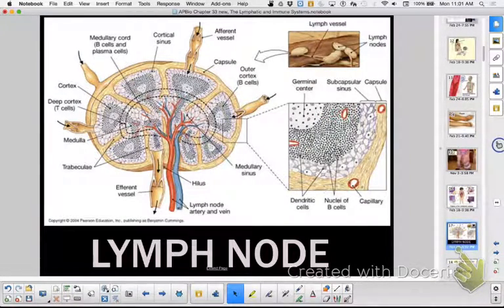And youngest bio buddy wants to tell what they know about lymph nodes, and then I'll fill in the notes for you. Go ahead.